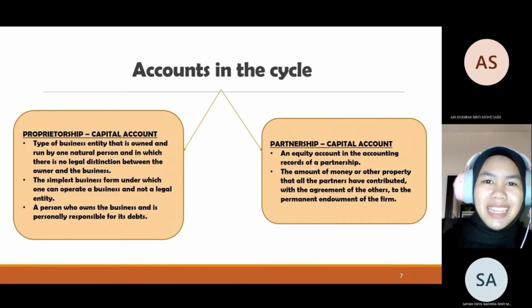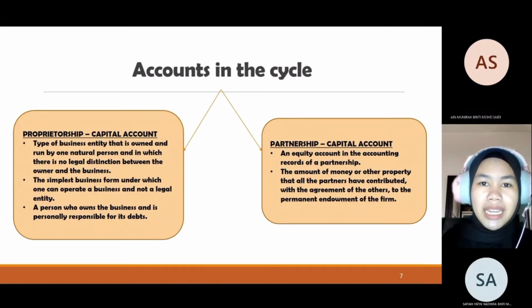Lastly, partnership. In partnership, each partner has a separate capital account for investment as well as a separate withdrawal account for his or her share of net income or loss. In a general partnership, all parties share legal and financial liability equally. The individuals are personally responsible for the debt the partnership takes on. Profits are also shared equally. The specifics of profit sharing will almost certainly be laid out in writing in a partnership agreement. The capital is the amount of money or other property that all the partners have contributed with the agreement of the others to the permanent endowment of the firm.